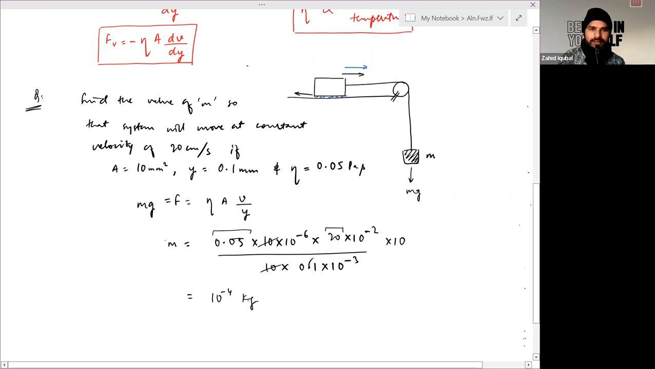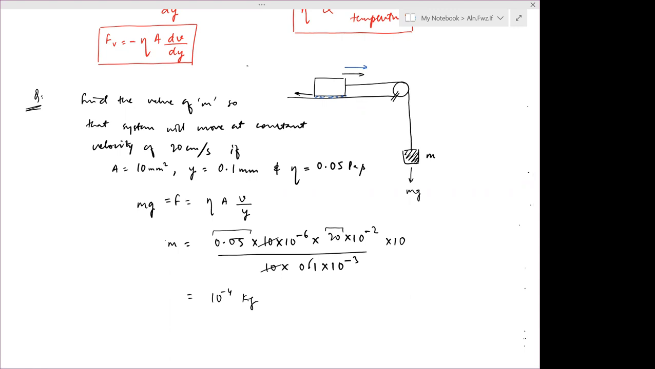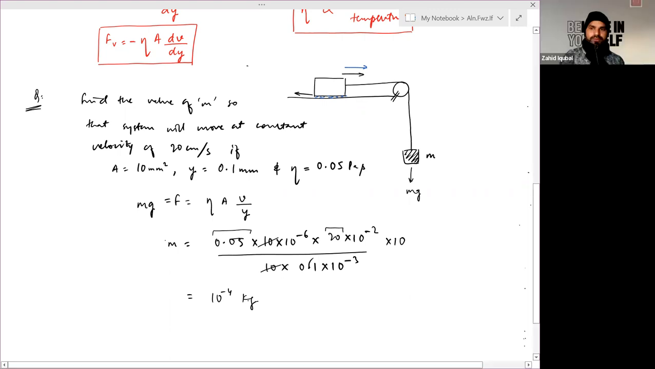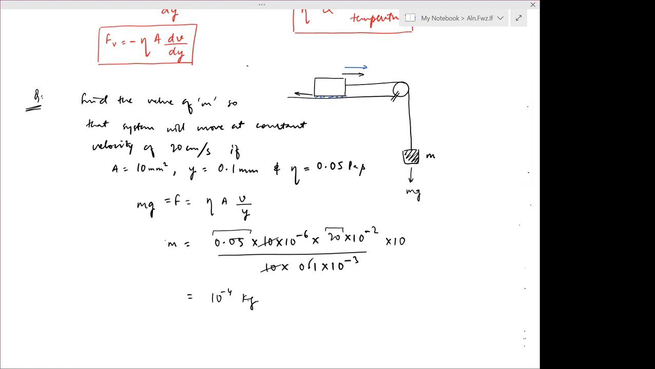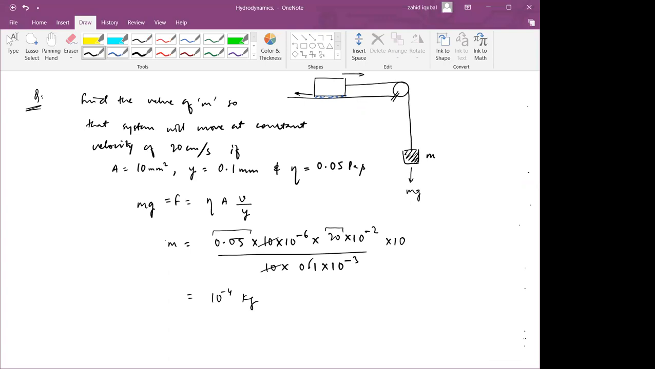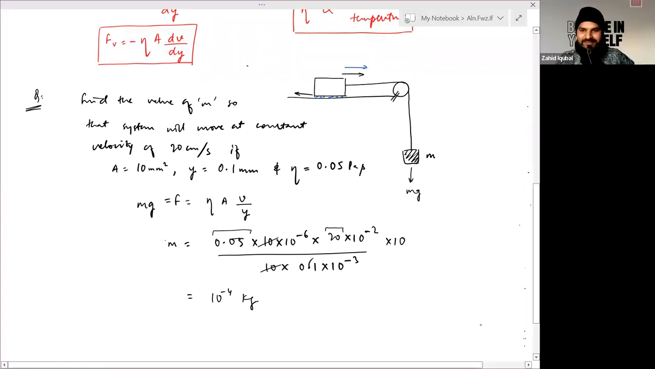Ifra, is it clear? Yes, sir. But according to your answer, it will be 10 to the power minus 2. Where have you made a mistake? Sir, I have done wrong conversion from millimeter to meter. Okay, okay.